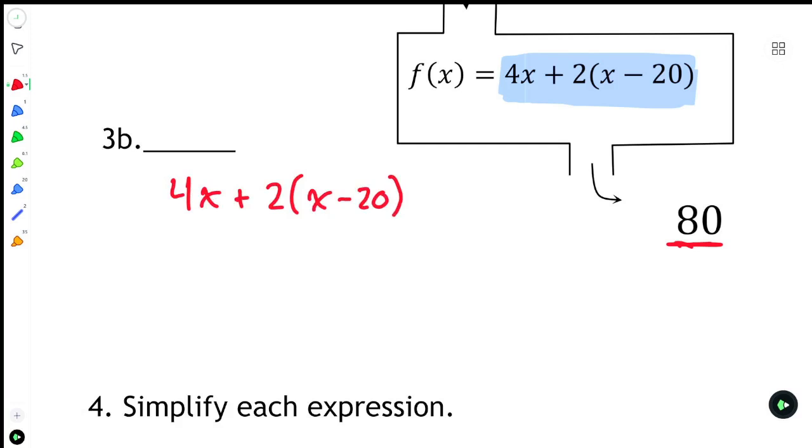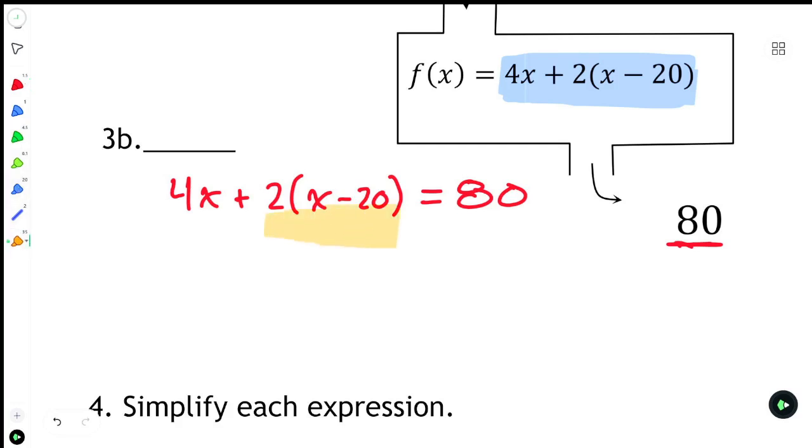And I want that function to give me an output of 80. So if I set the definition equal to the desired output, what I can do now is solve this for x. I can go ahead and take all the steps to solve for x. The first thing I'm going to do is rewrite this portion of it right here.